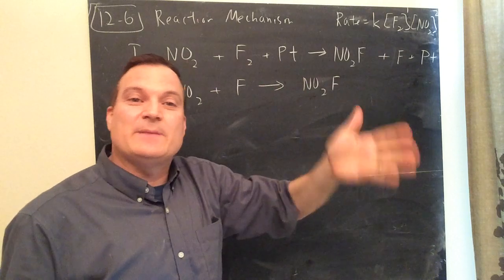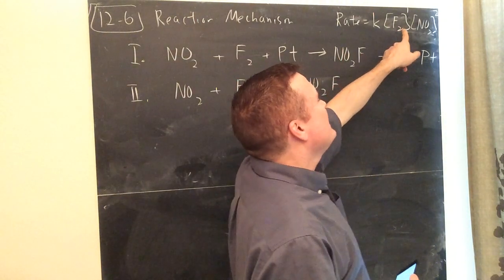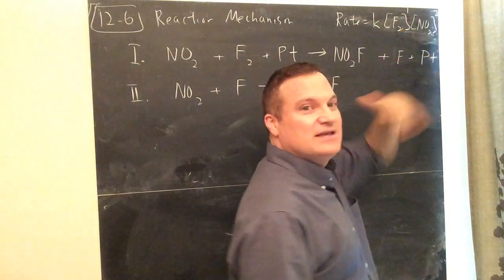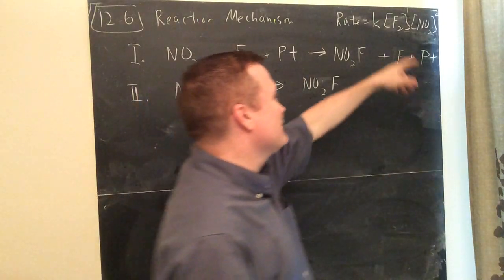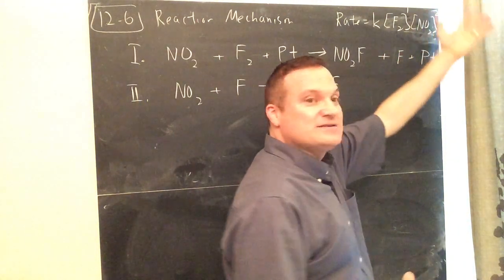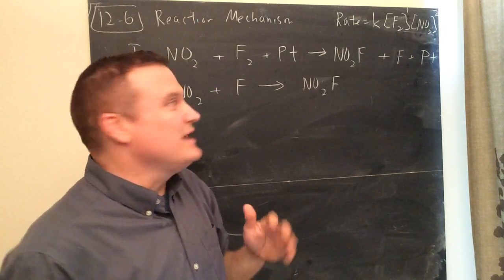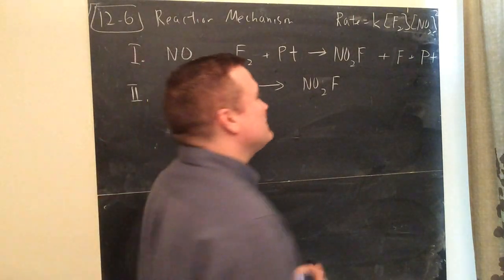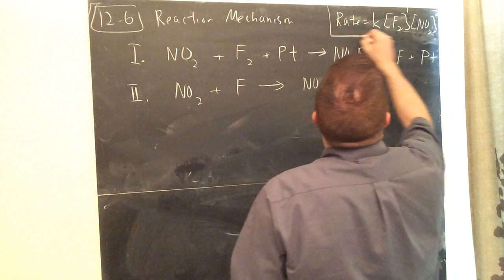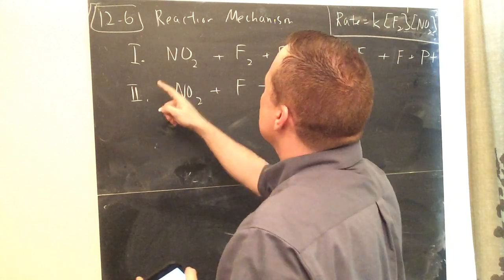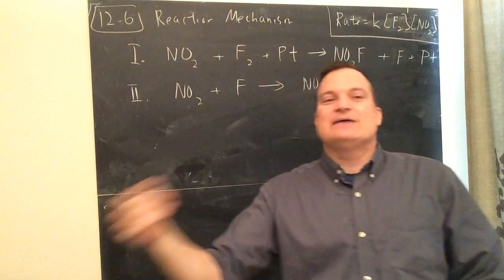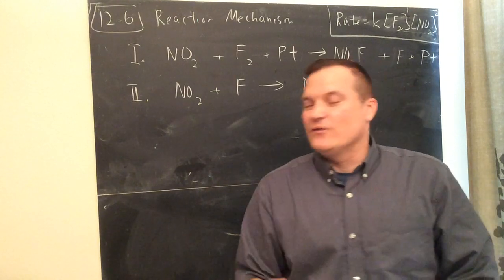Or it could have been from the integrated rate law, and you found that F2 is first order because it has a natural log graph to show that, and NO2 is second order because NO2 has the inverse graph to show that. Okay, so you've already done the math. They've already figured out this is the rate law. Now we want to propose a mechanism, step by step, what occurs along the way.